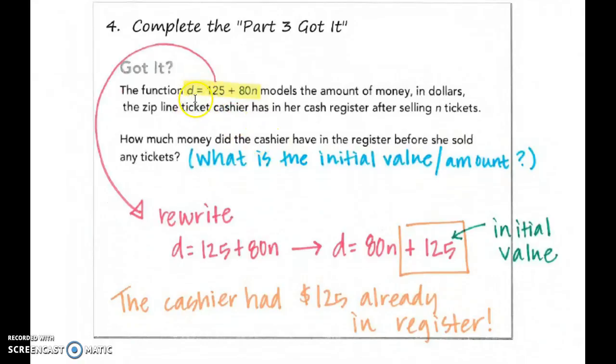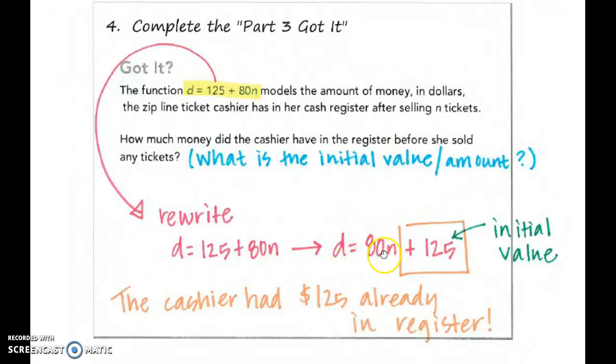Our new function, D equals 125 plus 80N, can also be written as D equals 80N plus 125, and models the amount of money in dollars the Zipline ticket cashier has in her cash register after selling N tickets. How much money did the cashier have in the register before she sold any tickets? So basically they're asking, what's the initial value, or the amount that she started with? If you rewrite it in that y equals something times x plus something else form, it's so easy to tell what the initial value is.